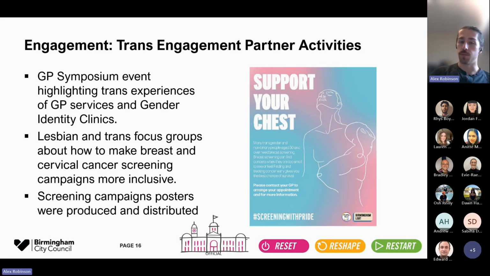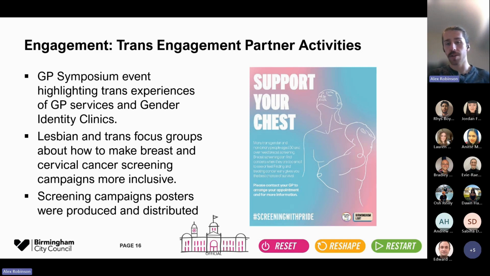So the second intervention, which was a joint intervention with the lesbian community and trans community, was a series of focus groups about how to improve breast and cervical cancer screening campaigns to make them more inclusive. So within those focus groups, there was a lot of discussion about the language that's used within those campaigns. For example, there was discussion about how the word breast could be exclusionary for trans men who either would be experiencing gender dysphoria or had undergone top surgery.